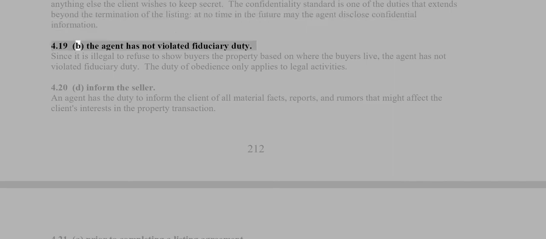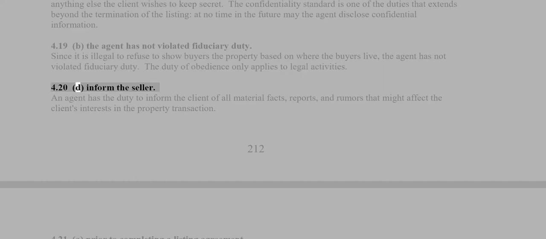4.19 b. The agent has not violated fiduciary duty. Since it is illegal to refuse to show buyers the property based on where the buyers live, the agent has not violated fiduciary duty. The duty of obedience only applies to legal activities.